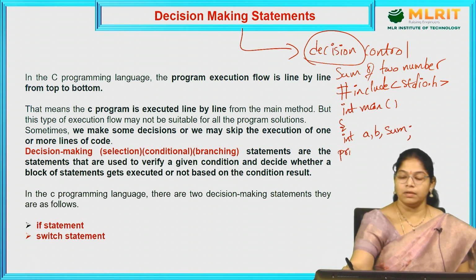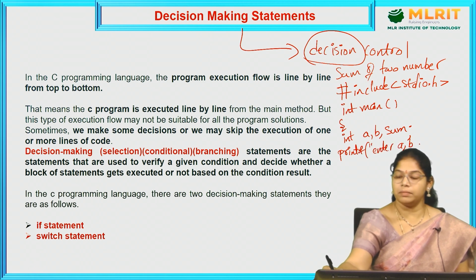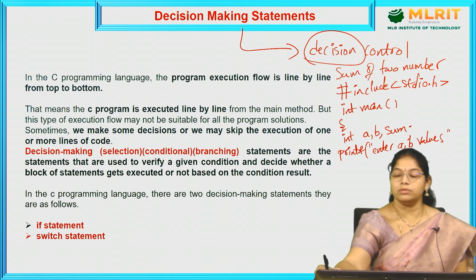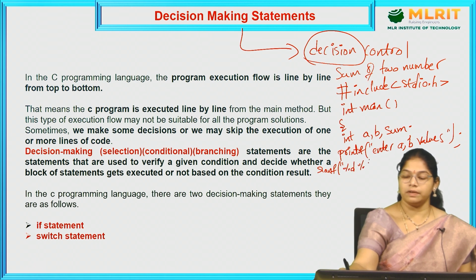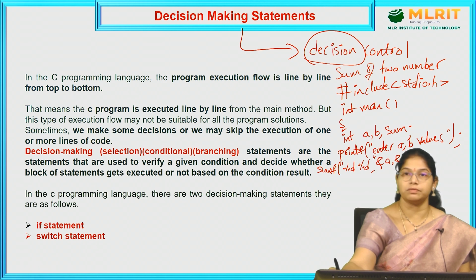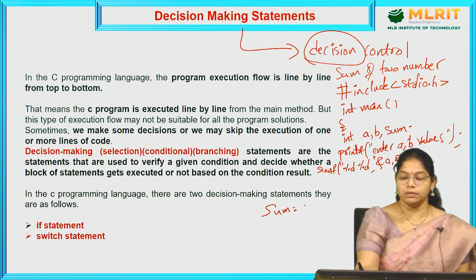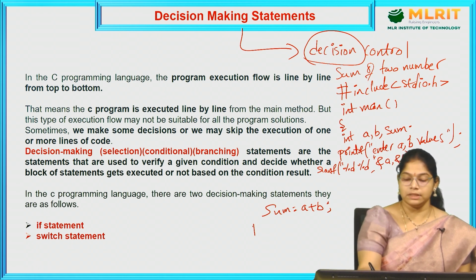Then printf, "enter a, b values". Then scanf: those two are integer values, so the format specifier is %d, address of a, address of b. sum = a + b. To print the result, we use a printf statement. The result is of data type integer, so %d, comma sum.